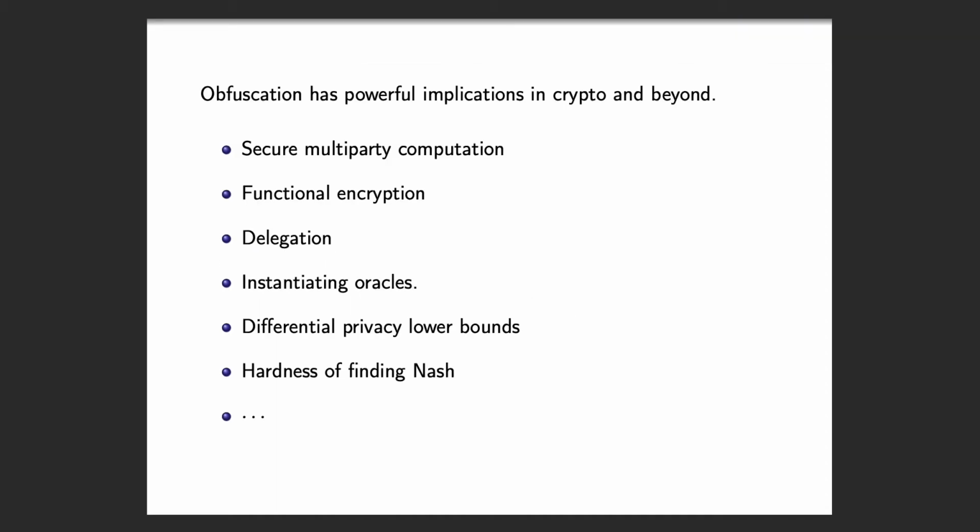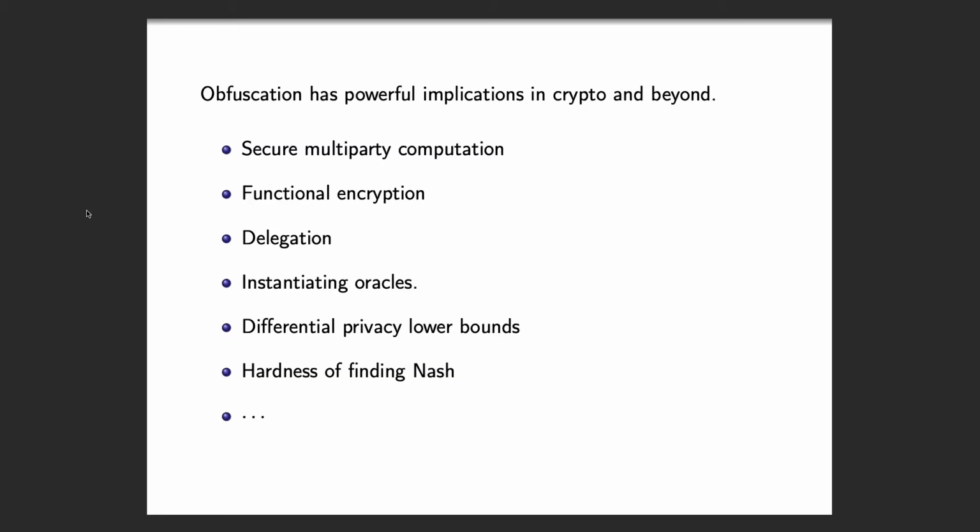The notion of obfuscation has had powerful implications in other areas of cryptography, such as secure multi-party computation and functional encryption. But it has also had implications in other areas in theoretical computer science. For instance, it has been used to show hardness of finding Nash equilibrium, lower bounds in differential privacy, and so on. So, a natural question to ask is whether this primitive is possible.